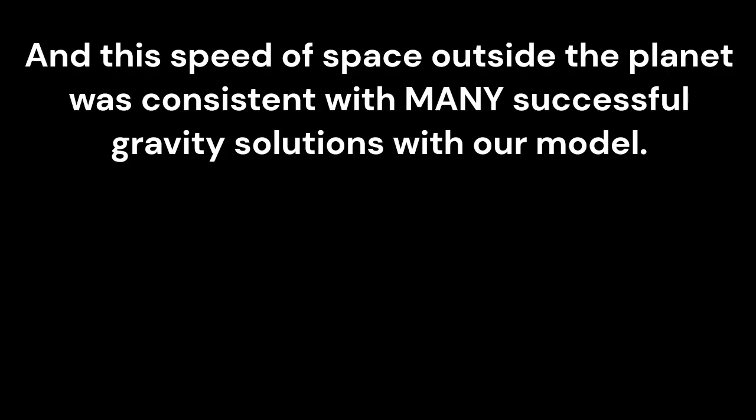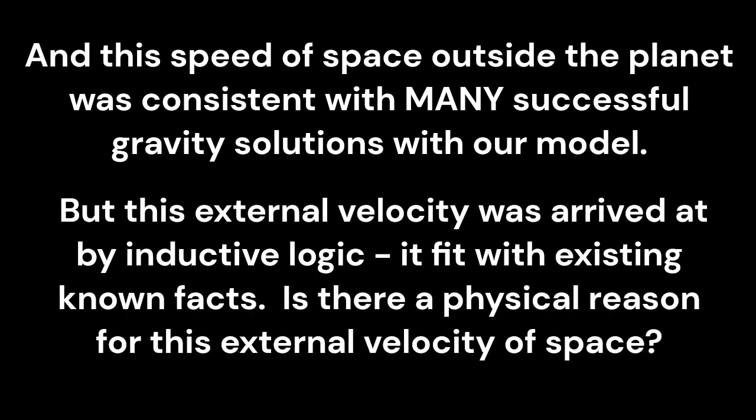And this velocity profile of space outside the planet was consistent with many successful gravity solutions that we did with our model: gravitational time dilation, ball drop, starlight bending, Shapiro delay. All this stuff worked for that velocity, but this external velocity was arrived at through inductive logic, by the reason that it made those calculations work. We trusted it. We believed in it, but is there a physical reason for this external velocity of space also?